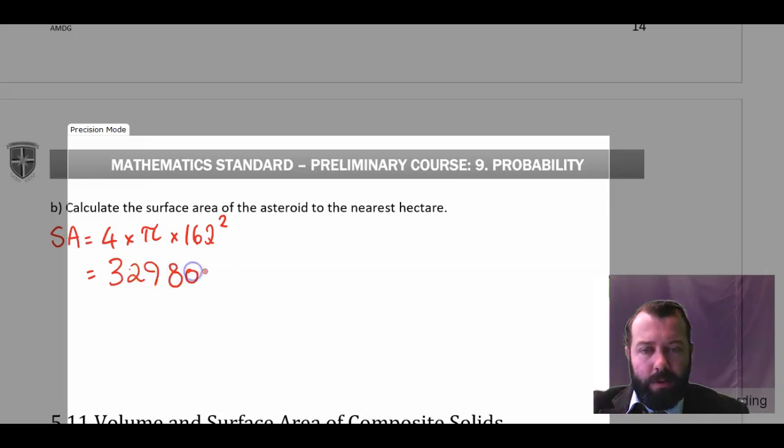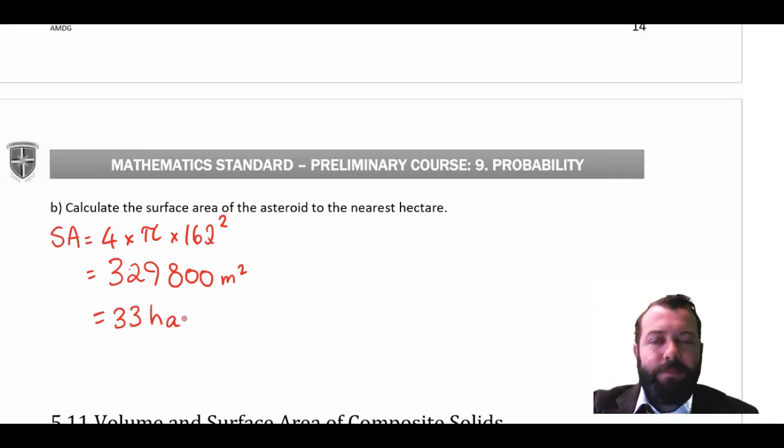329,800 square meters. We're going to divide by 10,000. All right, so that's by 10, by 100, by 1,000. By 10,000 is 32.9, or approximately 33 hectares. Okay, that's the surface area of that asteroid.